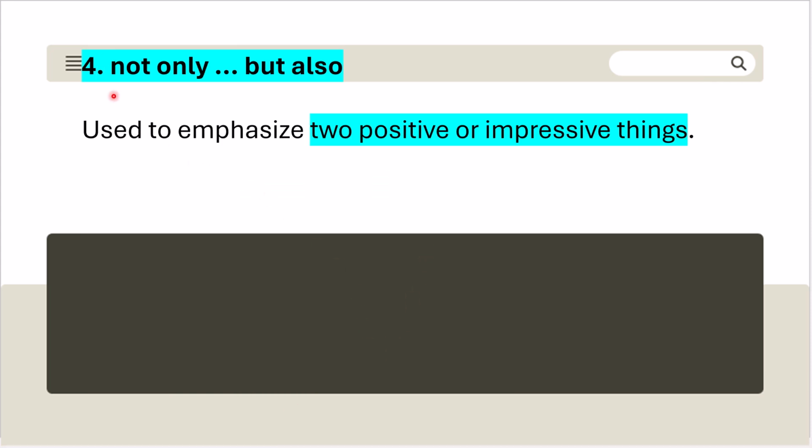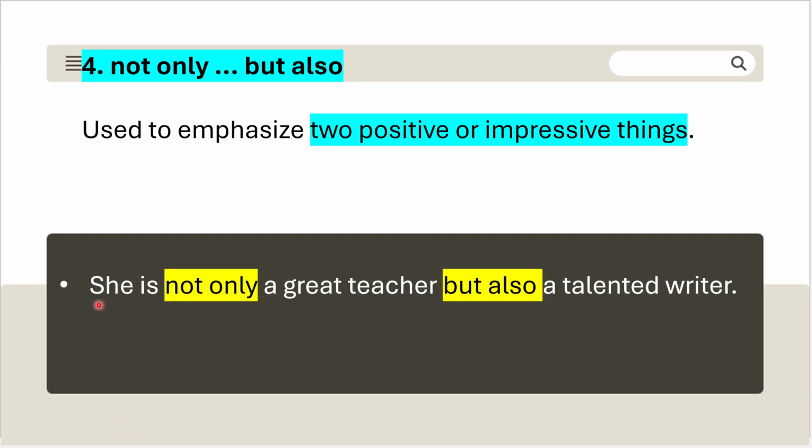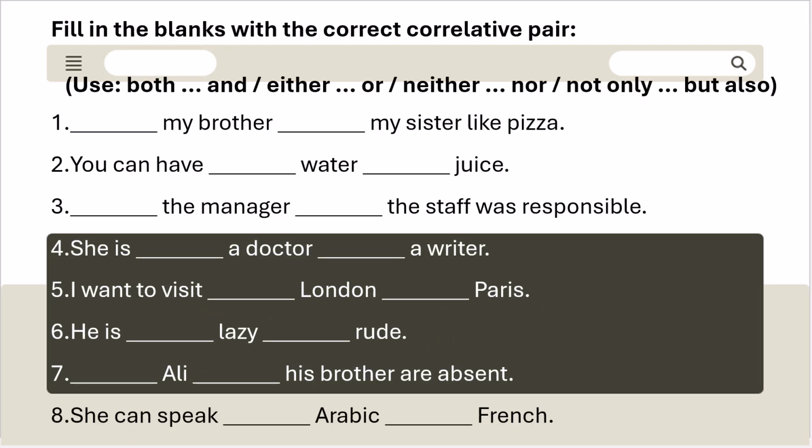The next one, not only but also. Used to emphasize two positive or impressive things. Okay, let's look at what it means. She is not only a great teacher but also a talented writer. So here she is not only a good teacher but still she is a talented writer. She might have written some of the books. Okay, let's move on and see some of the practice questions.